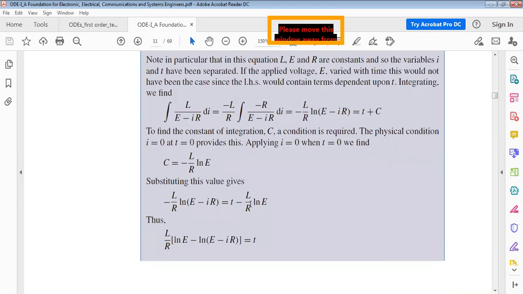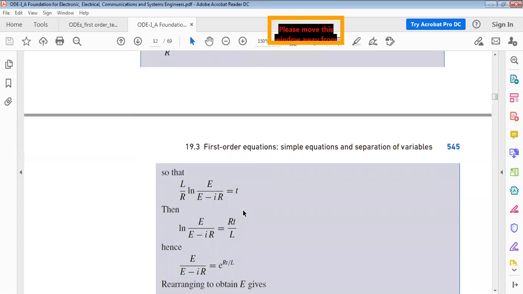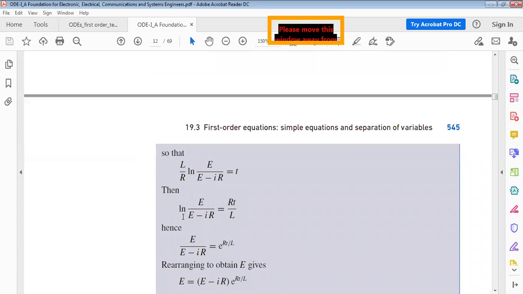Thus, taking L by R common from these two, we get this equation. Now for L by R ln, using the log m minus log n formula, which is log of m by n, for minus we use division. So ln of this equals this; multiplying both sides by R by L, we get this. Hence, removing ln, we take the exponential form, e to the power of this.